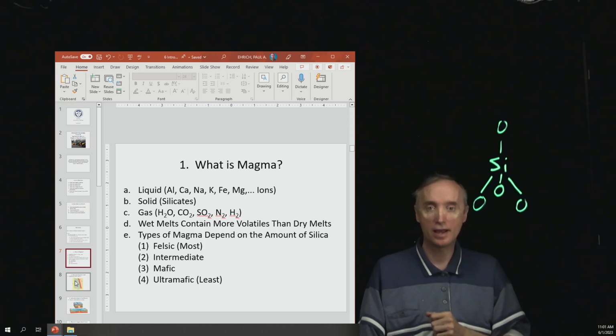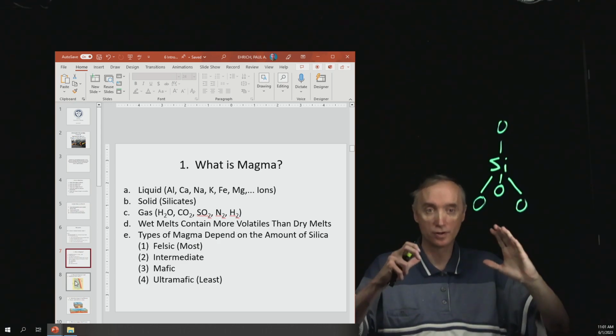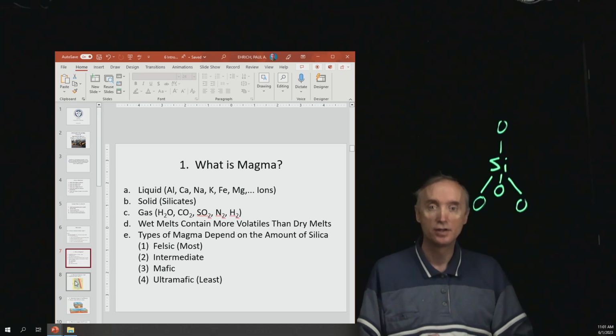Okay, then you're also going to have dissolved gases in the magma. So they're in the liquid, and you would not be able to see them because they're under so much pressure that they are dissolved. So you have water gas, you're going to have carbon dioxide gas, sulfur dioxide gas. Those would be the major ones, and then also there's going to be some hydrogen and some nitrogen in there. But make sure that you know that inside of magma is water gas and carbon dioxide gas and sulfur dioxide gas.